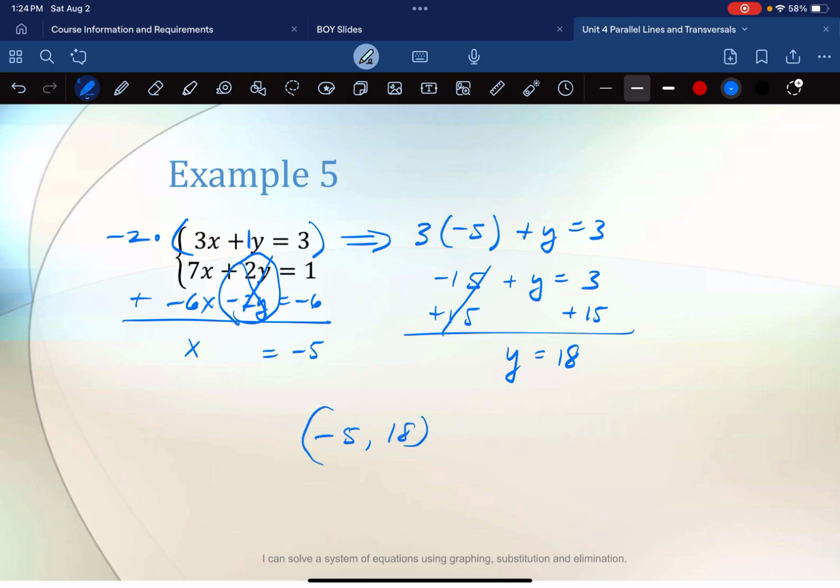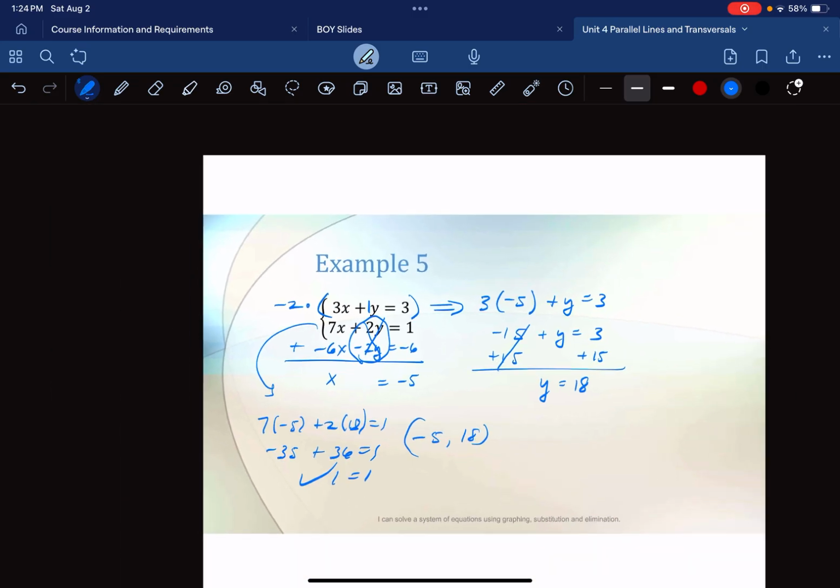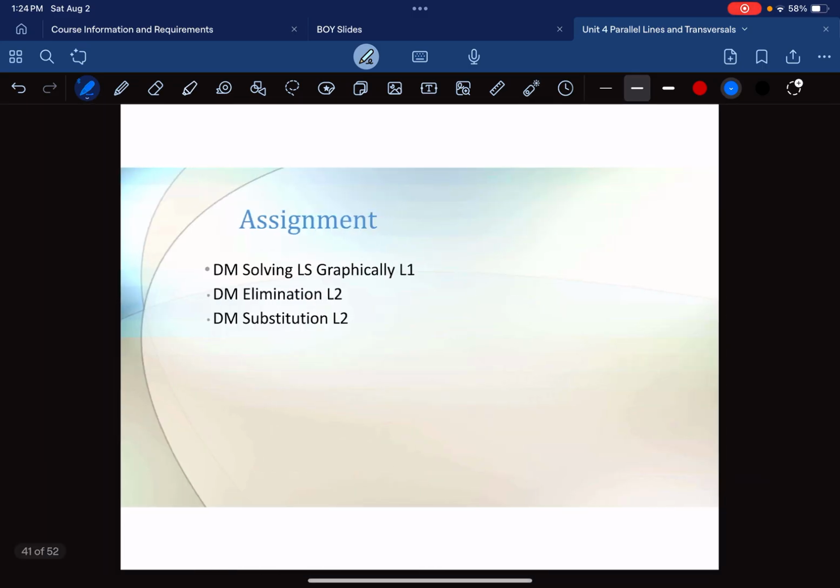Okay? You can always check your solutions by plugging it back in. Like if I take the second equation now, and I said 7 times negative 5 plus 2 times 18 equals 1. Well, that's negative 35 plus 36. Does that equal 1? It sure does. Okay. All right. You're going to find some of each type in that Delta Math assignment there.